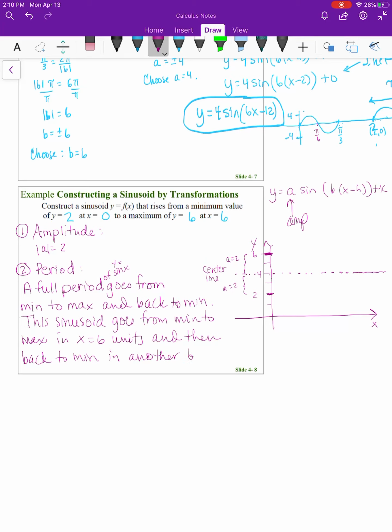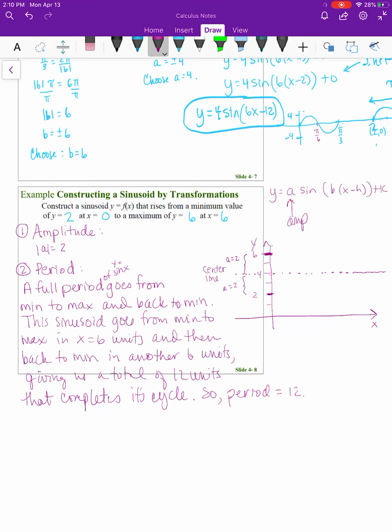And if we went then back to min, that would be in another 6 units, giving us a total of 12 units that it completes a cycle in. I'll say that completes its cycle. So if it's completing a cycle in 12 units, that is its period. So the period of this sinusoid is 12.